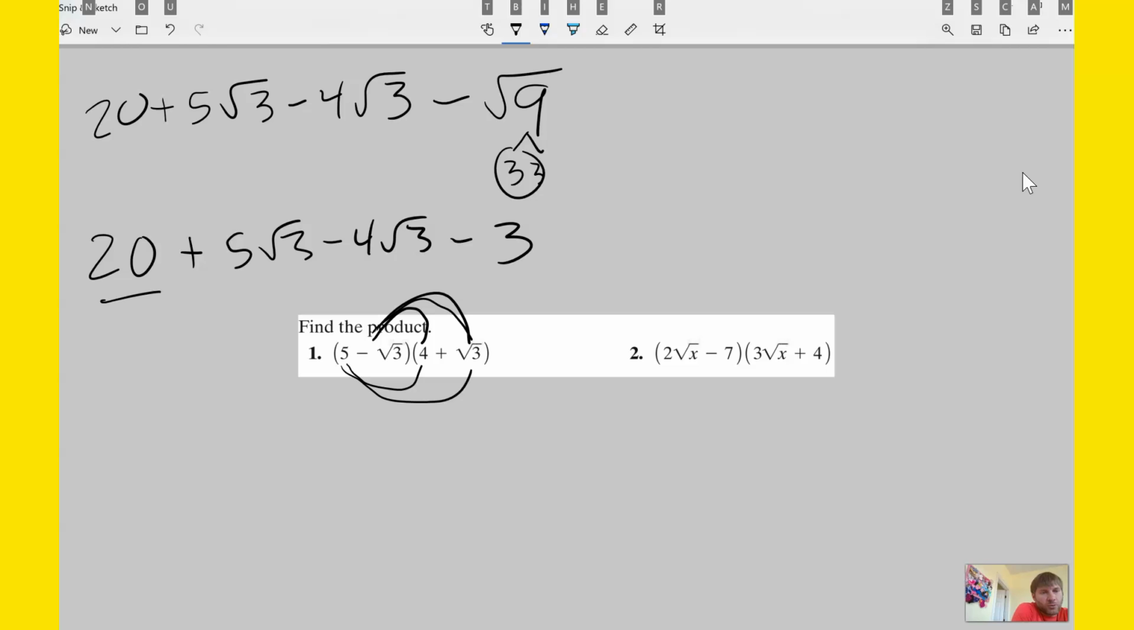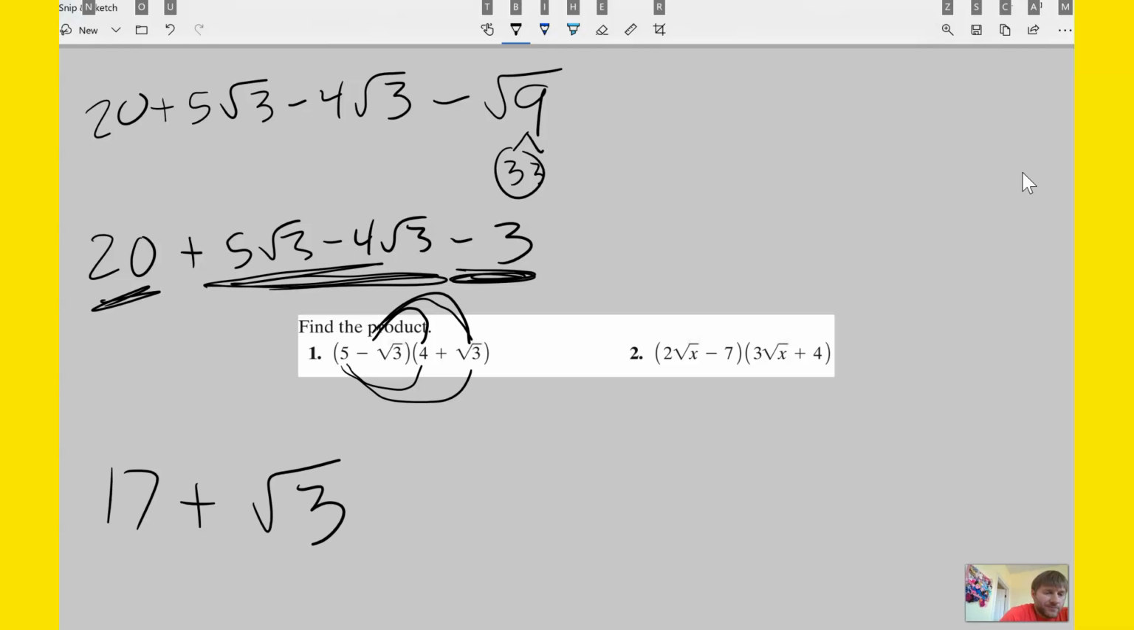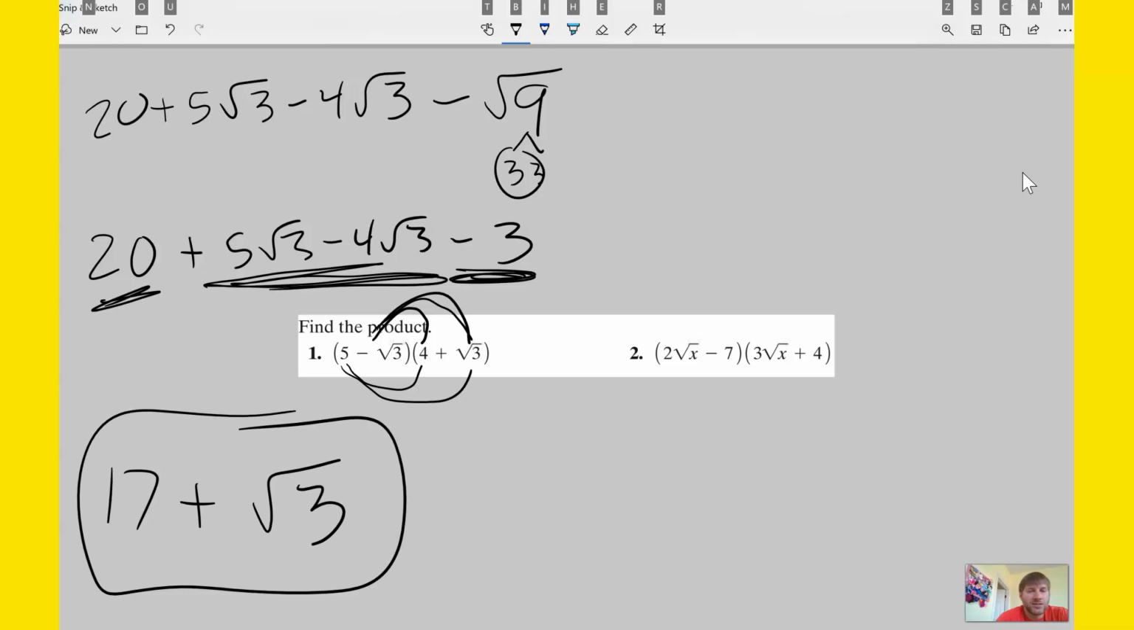Now, combine like terms. The 20 and the minus 3 can combine to make 17. And the 5 root 3 and the minus 4 root 3 can combine to make 1 root 3. So plus 1 root 3, or just plus root 3. And that's the answer to that.